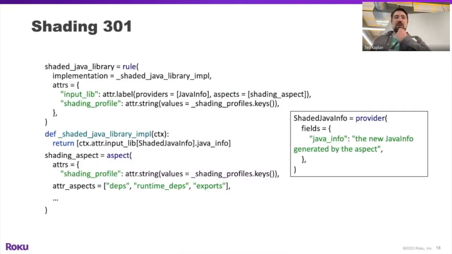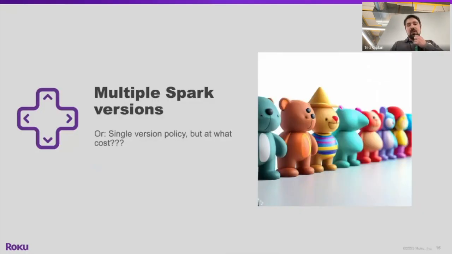And it's pretty easy to write a rule that wraps Java library, for example, and returns a shaded version and traverses the build graph for your target. This isn't the full example, just the skeleton. But basically, our aspect will add a new provider that wraps Java info with a shaded version, and then just returns that new Java info at the end. Okay, so that's one problem solved.